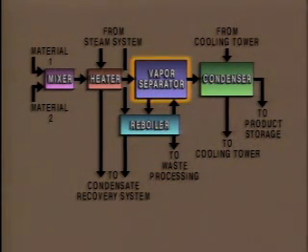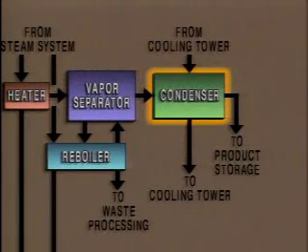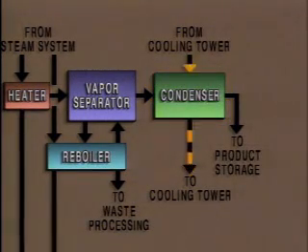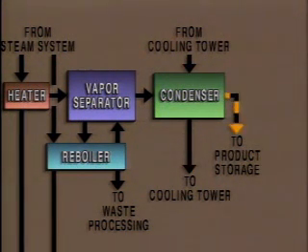The vapor from the vapor separator flows to a condenser. In the condenser, the vapor is cooled by a flow of water from the cooling tower. The condenser product is then sent to storage.